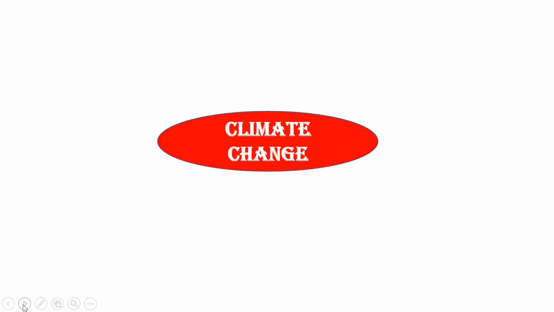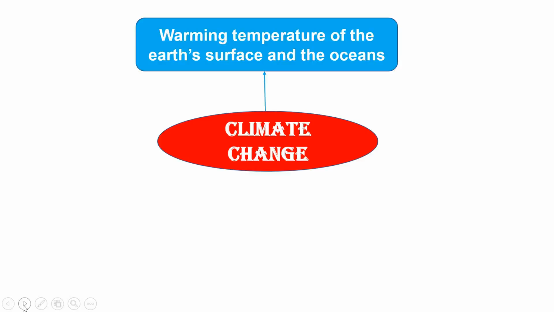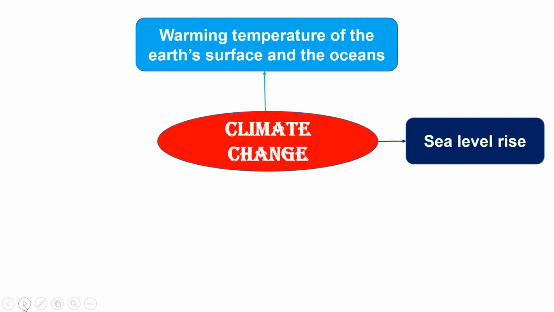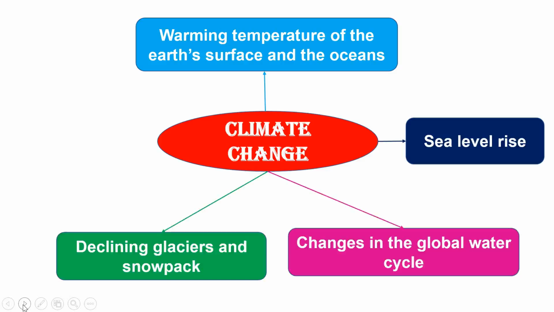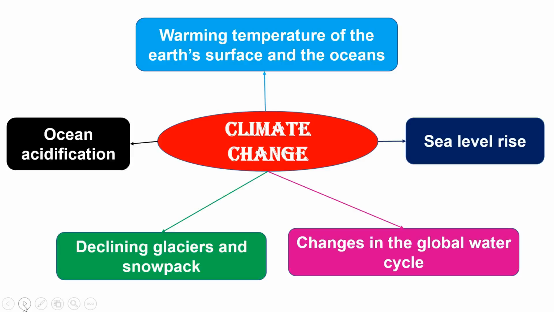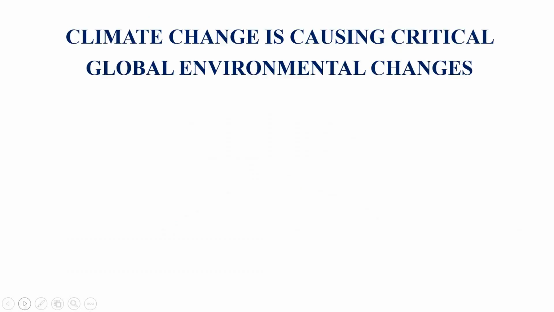Now, we discuss which environmental factors are affected by climatic change. First, warming temperature of the earth's surface and the oceans. Second, sea level rise. Next, changes in the global water cycle. Next, declining glaciers and snowpack. Next one, ocean acidification. These are the climatic change factors affecting the environment. Another point is that climate change is causing critical global environmental changes.